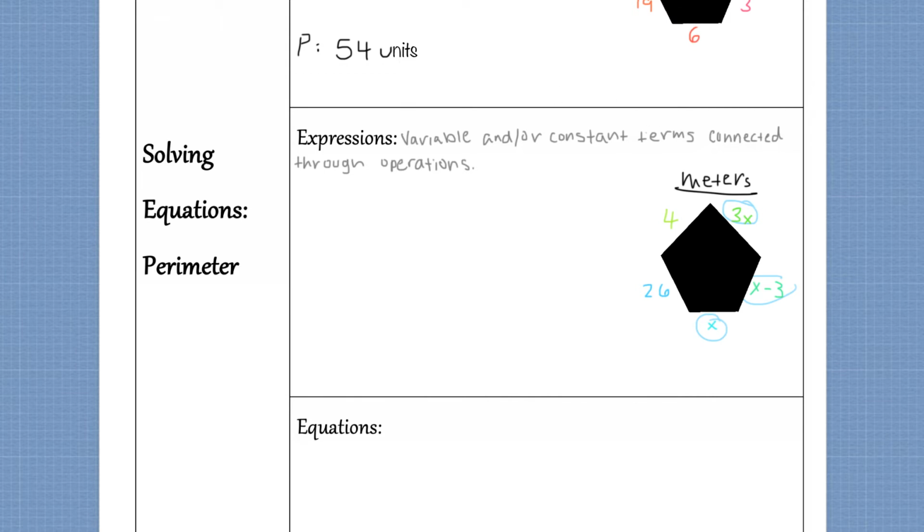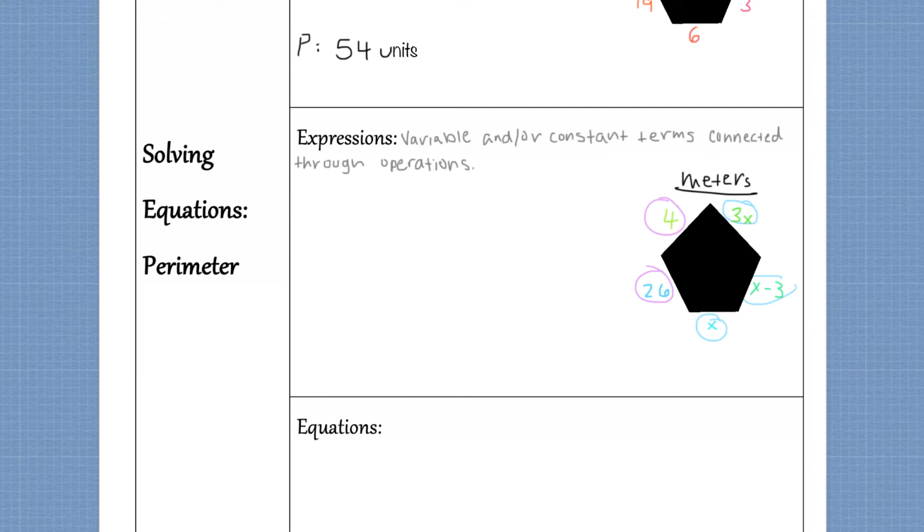Now, for constant terms, on the left of this one is just a 26. It doesn't have a variable in it, and so this would be a constant term. And so a constant term is really just a plain number. So on top over here, 4 is just a plain number, and so that would also be a constant term.